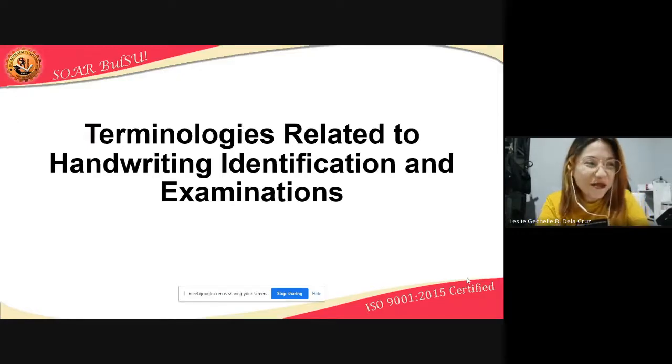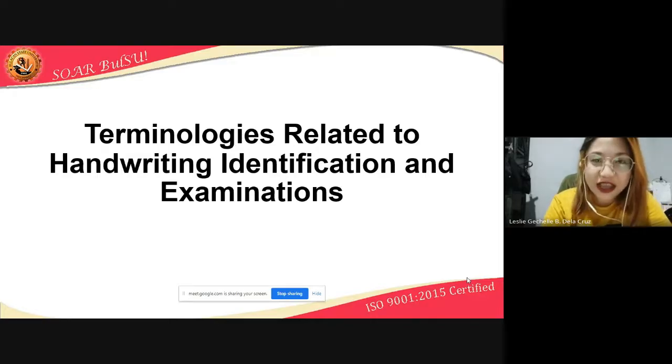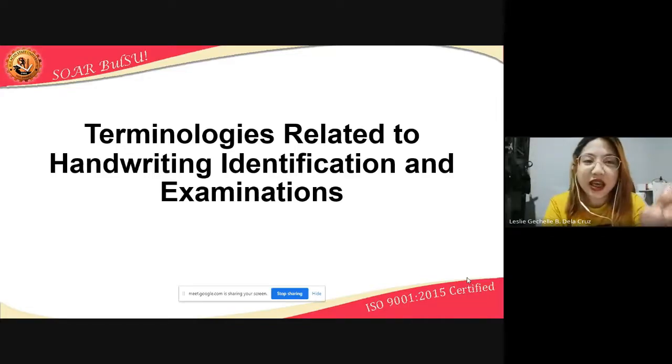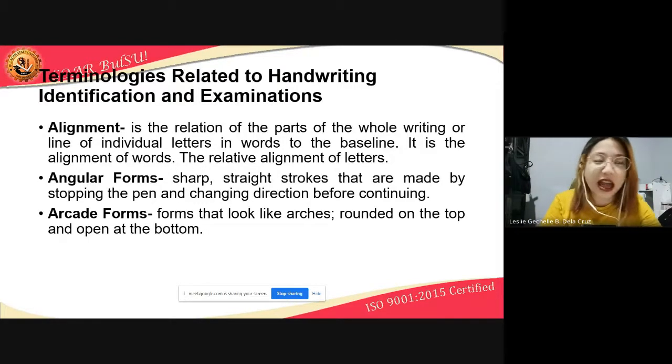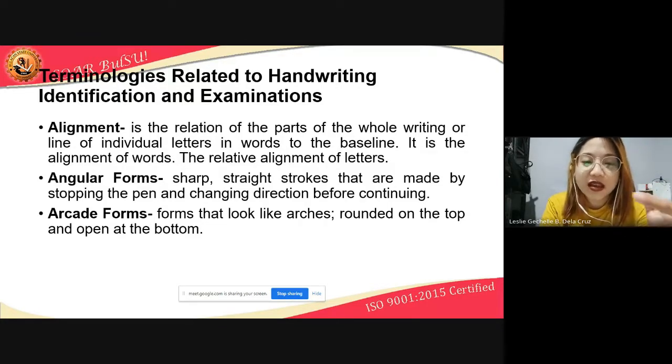Okay, so for today, we'll be discussing terminologies related to handwriting identification and examinations. So, eto mga ituturo natin ngayon are the ones that you should be looking for when you are conducting your handwriting identification and handwriting examinations. Eto na yung mga individual characteristics, kung maalala nyo yung mga nabanggit natin nung nakaraan. At yung individual characteristics ay yung aktual na makapagtutukoy kung kaninong handwriting ang ini-examine ninyo.